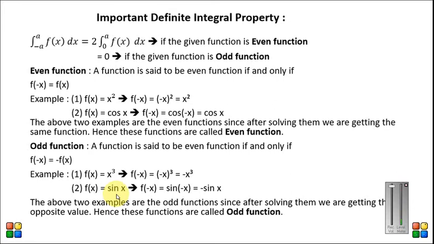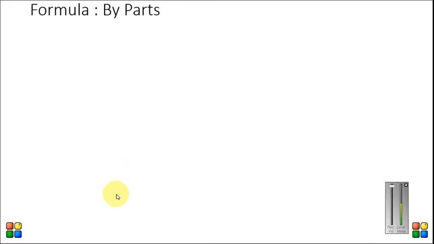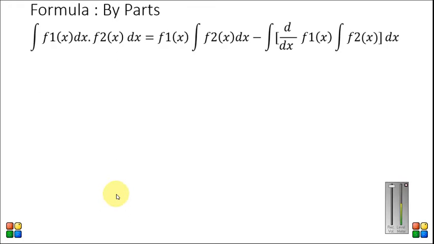Now let's see the integration by parts formula, which is also useful in solving Fourier series. You might have learned this formula in 11th standard: whenever we have two functions, how do we solve the integral of f1(x) and f2(x) dx? The first function stays as it is, times the integral of the second function, minus the integral of the derivative of the first function times the integral of the second function, dx. Like this, we solve the product of two functions by integration.